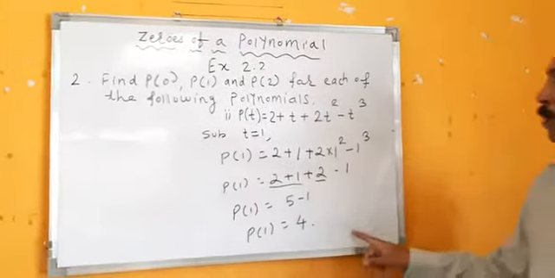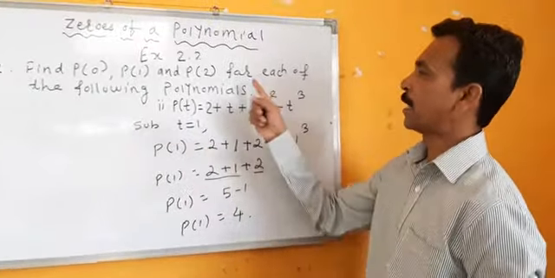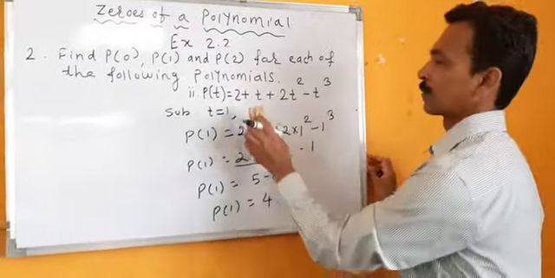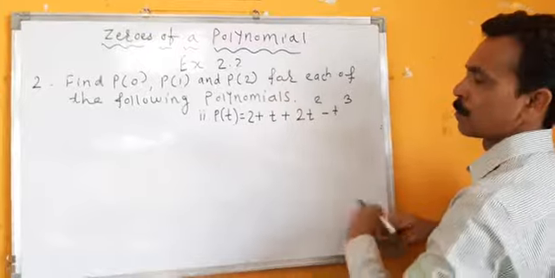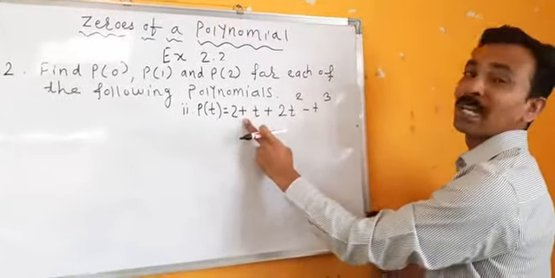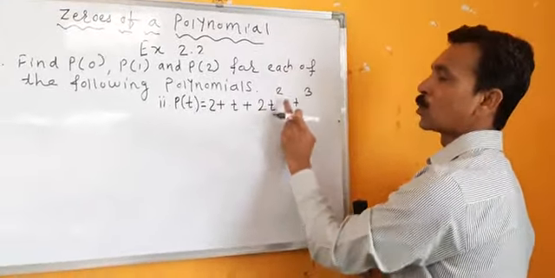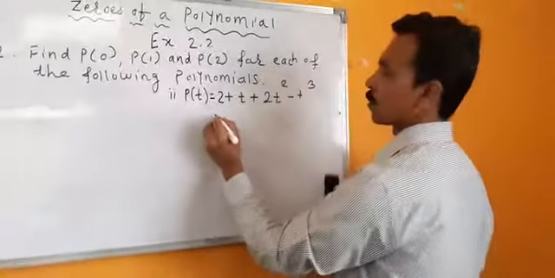Right? Now we'll place the value of t as 2 in this only. The polynomial is the same. What is the polynomial? P of t is equal to 2 plus t plus 2t square minus t cube.